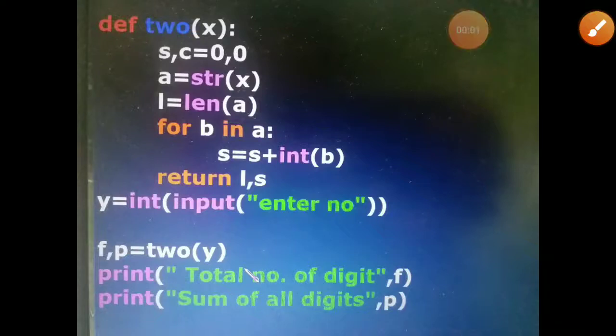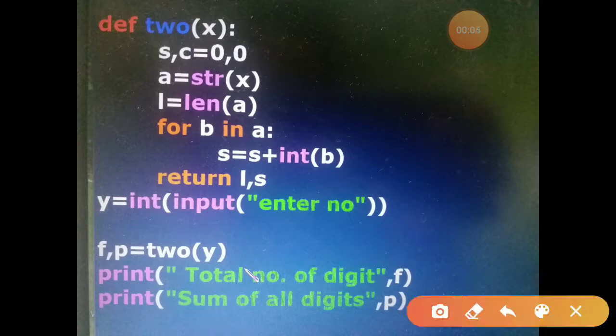So like every question, you have to design the function first. And if you read the question, it says that the function name is this 2 and it will receive an integer argument. That means you have to write def 2 and then one integer argument. I have taken x, you can take any number.